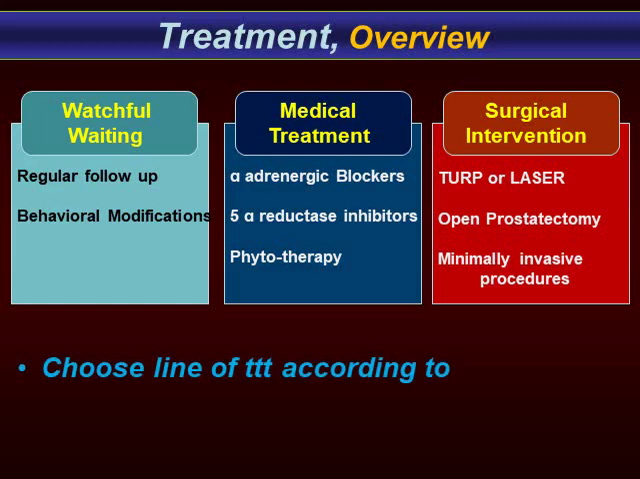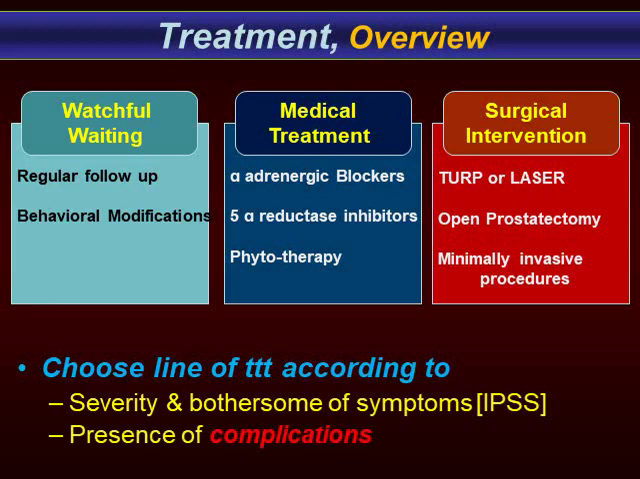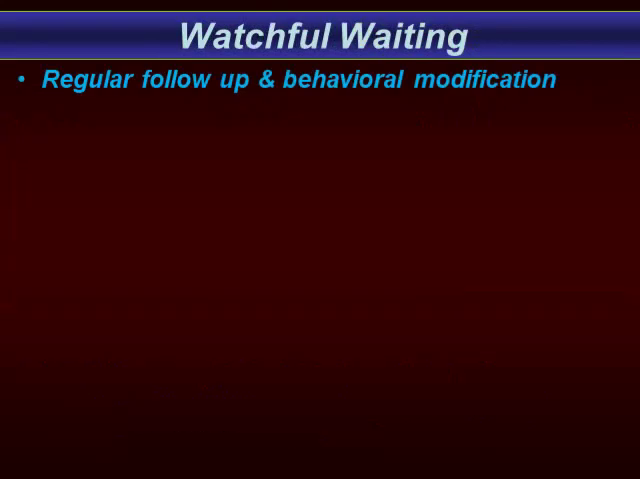We choose the line of treatment, whether watchful waiting, medical treatment, or surgical intervention, according to the severity and bothersomeness of symptoms. A patient coming with mild symptoms, I wouldn't do surgery. I would start with watchful waiting or medical treatment. Also, the presence or absence of complications. A patient presenting with complications would require a more aggressive or more active treatment, such as surgical intervention. I can't give a medical treatment in a patient coming with a complication like hematuria or renal failure. So the presence of complications would help me to choose which line of treatment.